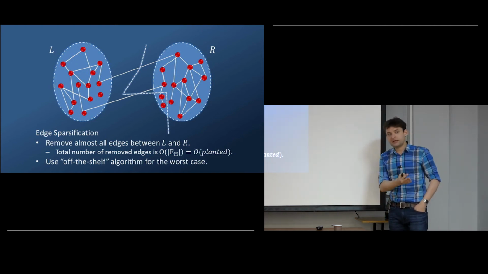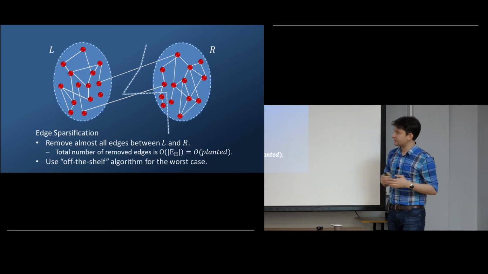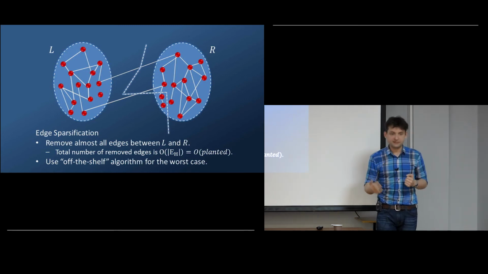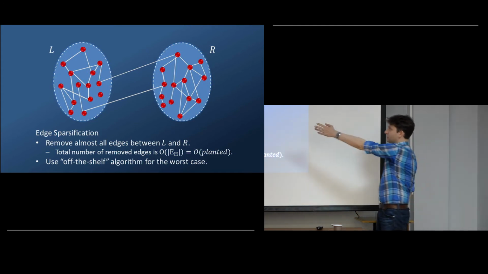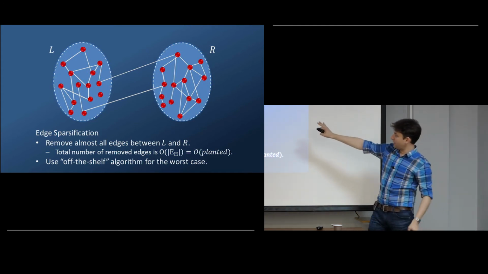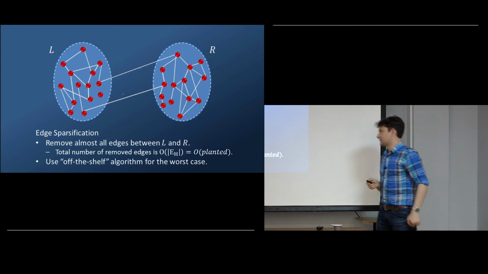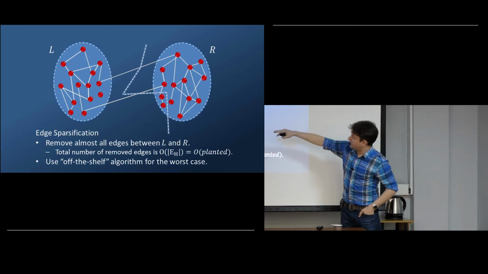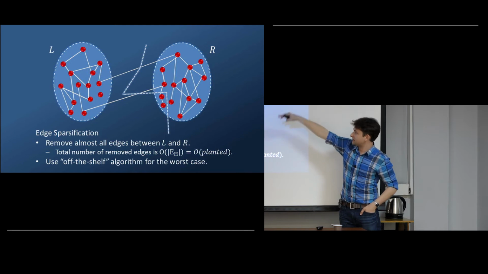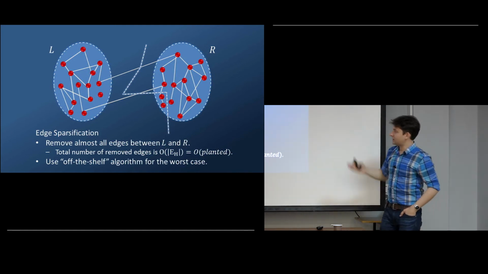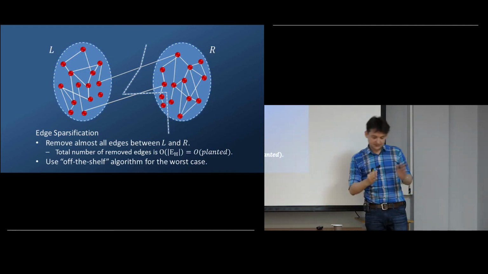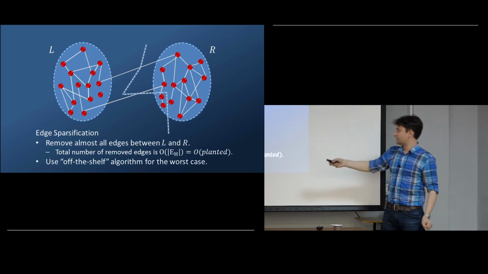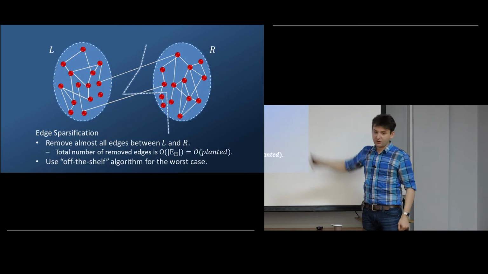That cut may not be the planted cut between L and R, but it will be a square root log n approximation to the optimal cut, or maybe a log n approximation to the optimal cut, after we removed edges between L and R. So at this point, the cut between L and R is very sparse. So the cost of this cut is going to be small. Once we remember that we have edges between L and R that we removed, we can say that the cost of the cut we find is bounded by the sum of the number of edges removed by this sparsification procedure plus the number of edges cut by this off-the-shelf algorithm.